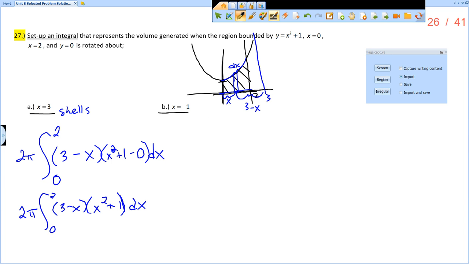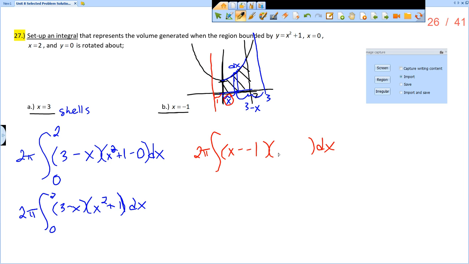And then 27b now. For b, we are moving the line to x equals negative 1, which is over here. We're still using the shell method, so still 2 pi times the integral of radius times height with respect to x. Now the radius: the dx rectangle is still x units away from the y-axis, but now we have this additional distance of 1. The way we think about this is we take x and subtract the axis of rotation, which is negative 1. So that would be x plus 1.